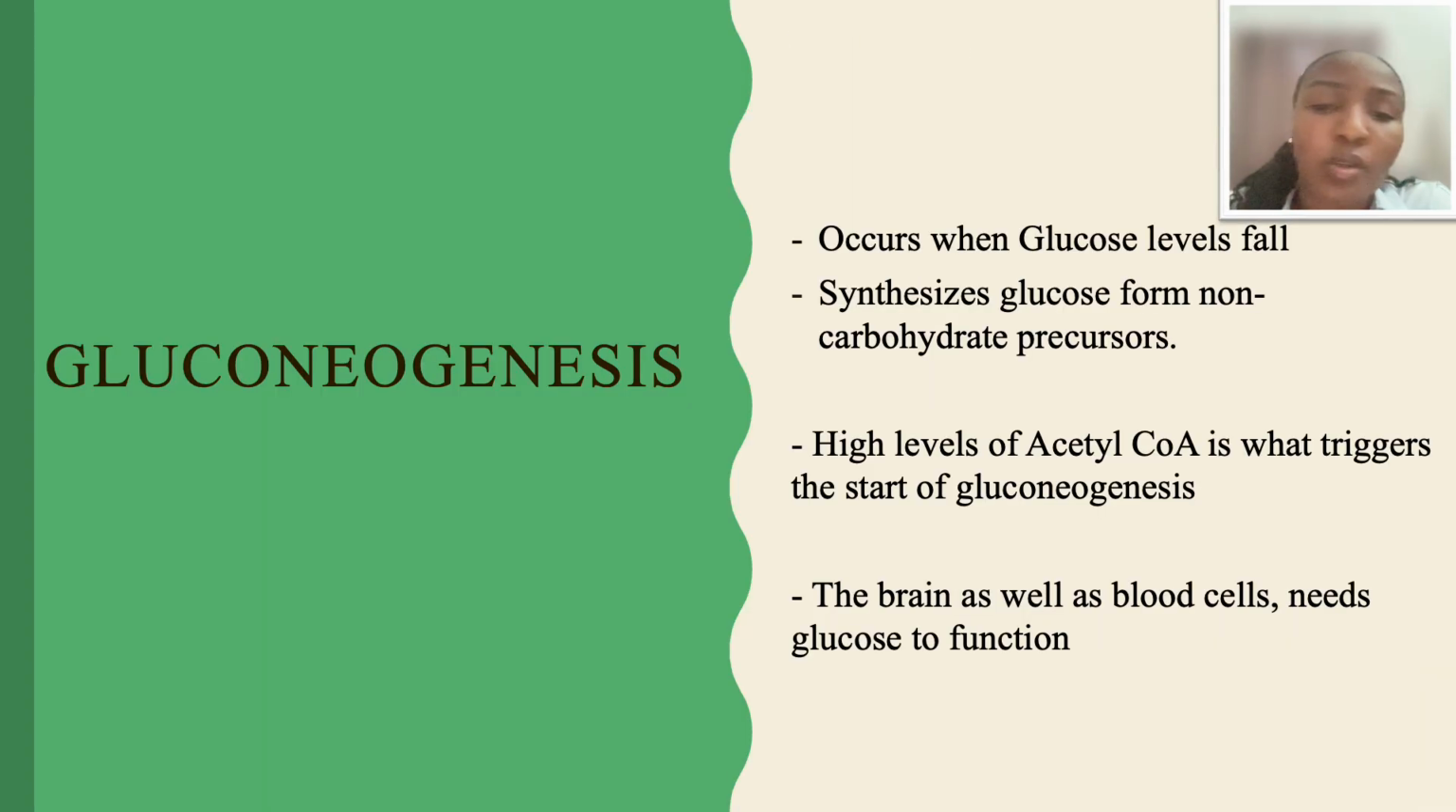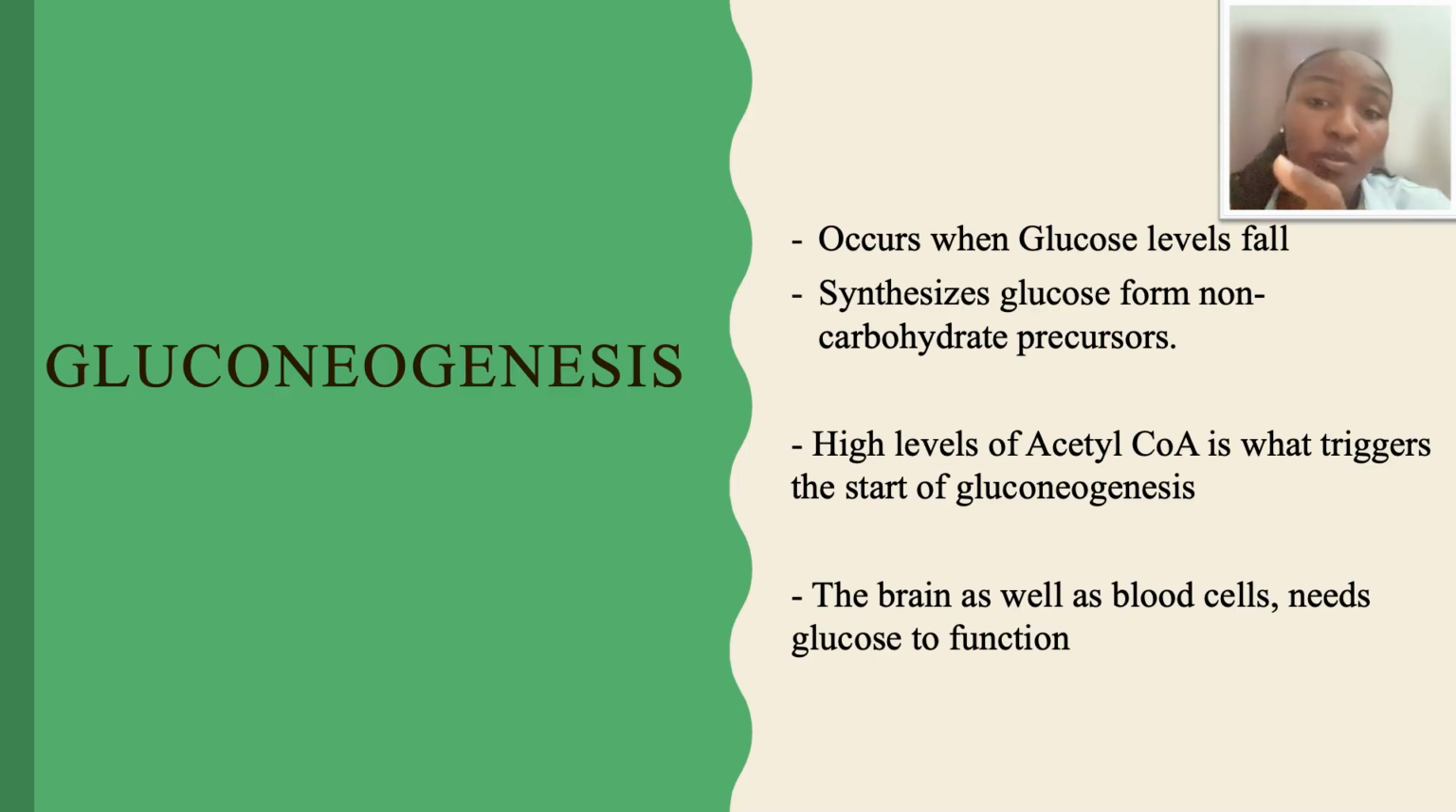So when it comes down to gluconeogenesis, it occurs when glucose level falls. It basically synthesizes glucose from non-carbohydrate precursors such as lactate, pyruvate, and other amino acids. And what triggers gluconeogenesis is our high levels of acetyl-CoA. So our muscles, and other cells or tissues, can function off the energy that's being given off when fatty acids are being broken down. However, our brain and our blood cells cannot rely on that fatty acid energy.